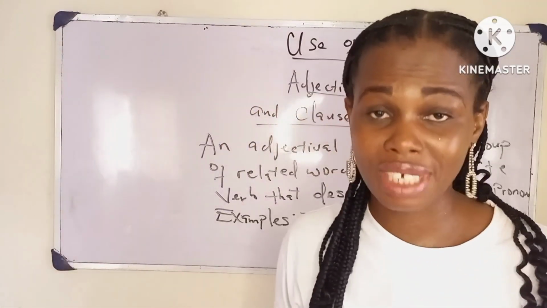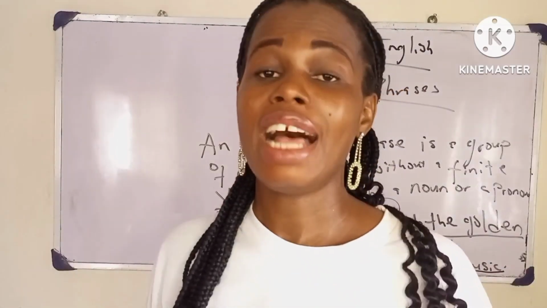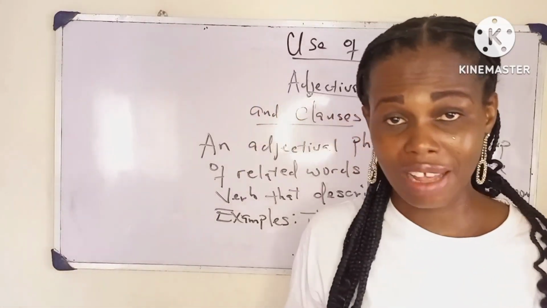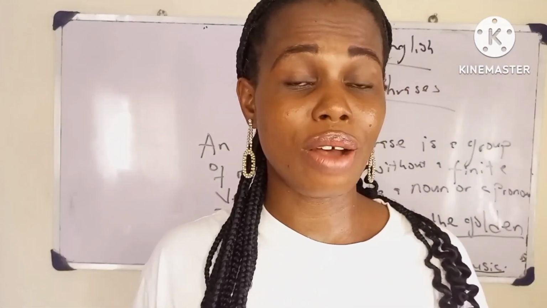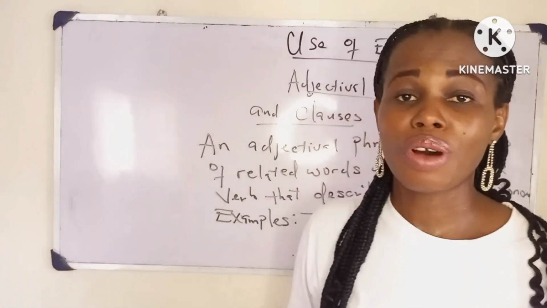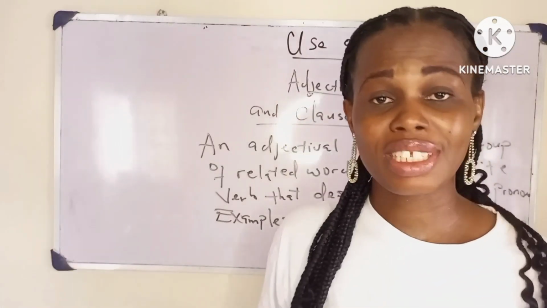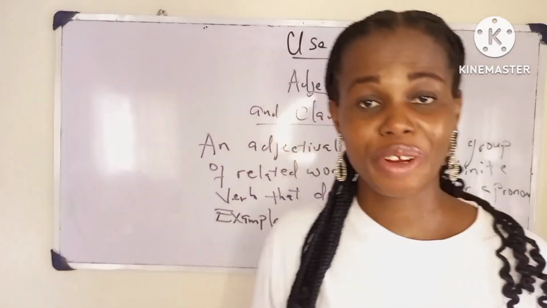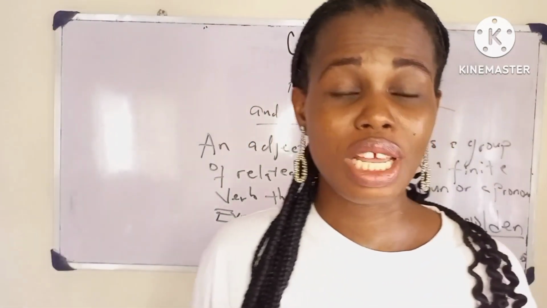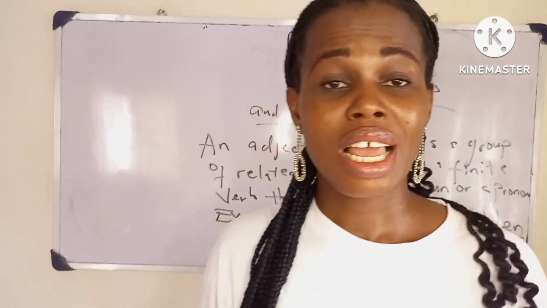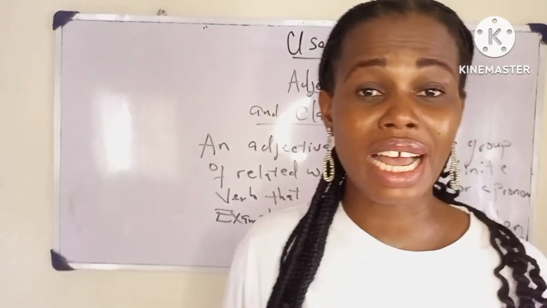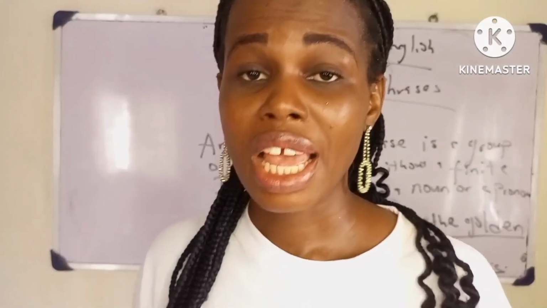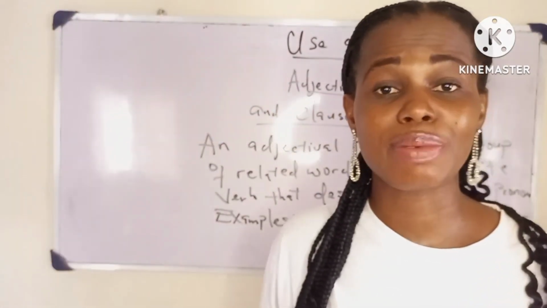Now it's time for us to look at adjectival clauses. I've explained what adjectivals are. Now, what is a clause? A clause is a group of related words that contains a subject and a verb. That simply means that a clause must have a subject and it must have a verb.